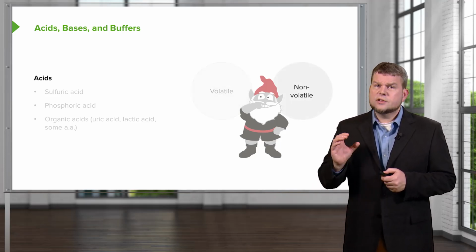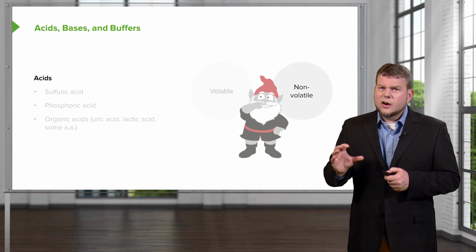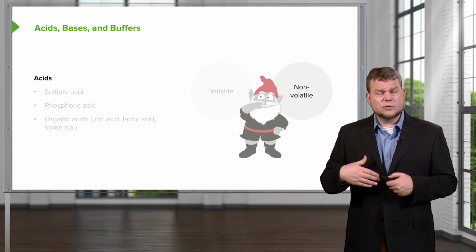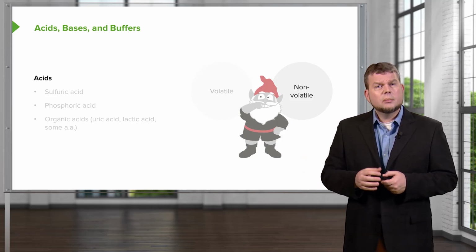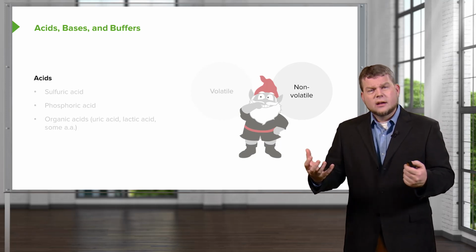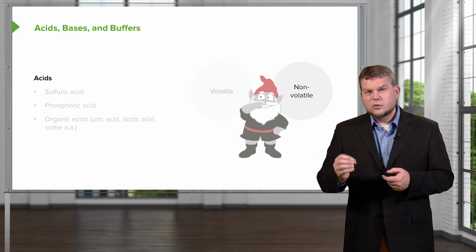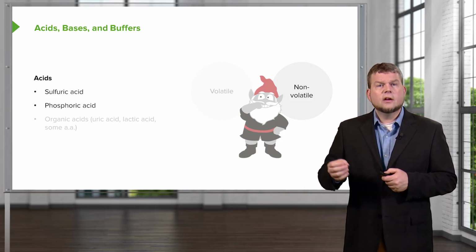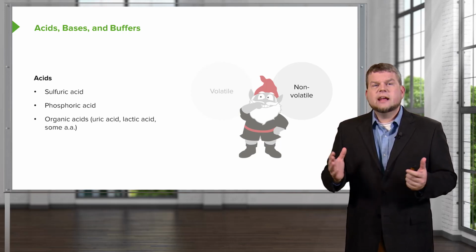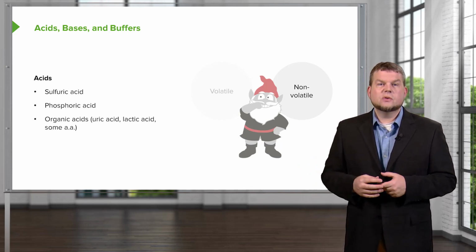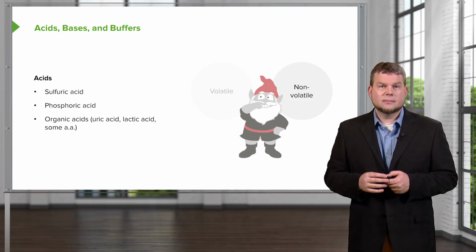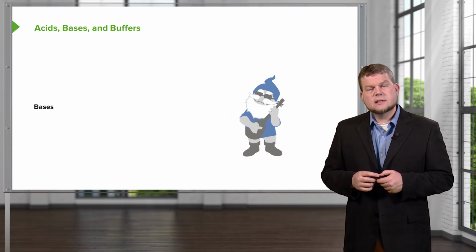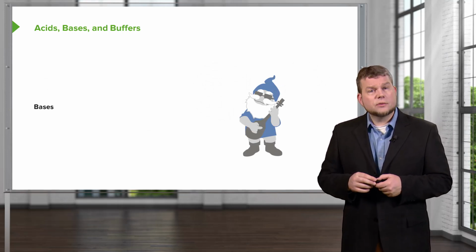Non-volatile acids, these are stabler, but these are harder for the body to deal with. A volatile acid is easy for the body to deal with. You just blow off CO2. But a non-volatile acid has to be not only taken care of, but usually at the level of the kidney. You have things like sulfuric acid, phosphoric acid, and you even have some organic acids associated with different types of amino acids. You have very small amounts of bases that are added to the system. This is mainly from your gastrointestinal tract.